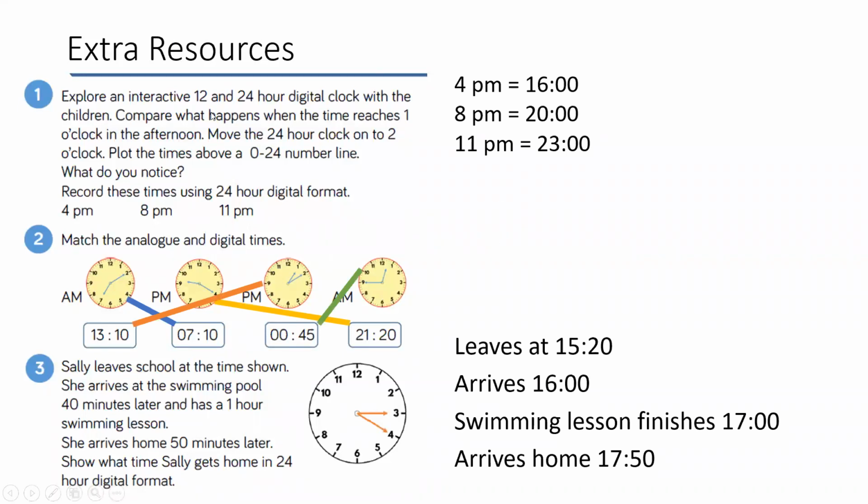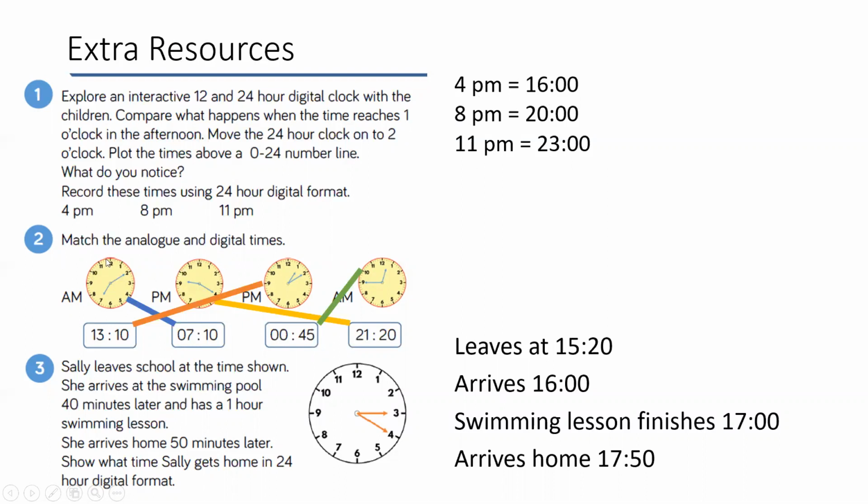It's about just exploring and finding out about a 12 and a 24-hour digital clock. Look around your house, see what there is and see what you notice. And then we've got these 3 times. So 4 p.m., we'd have it as 4 digits to start with. The minutes are 00, and as all of these are in the afternoon, 4 plus 12 is 16:00. 8 p.m., the minutes again 00, and because it's p.m., 8 plus 12 is 20. 11 p.m., 11 plus 12 is 23, so it'll be 23:00.